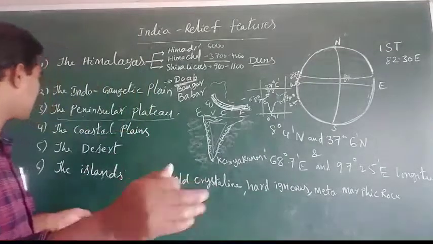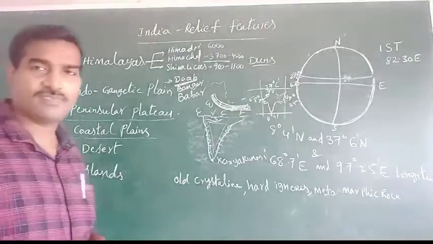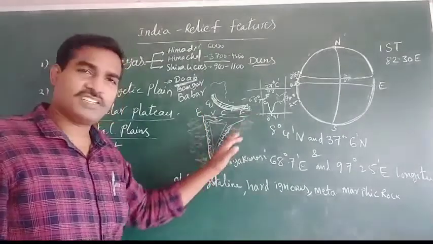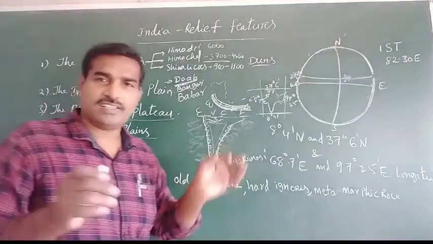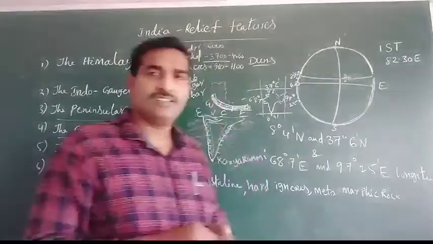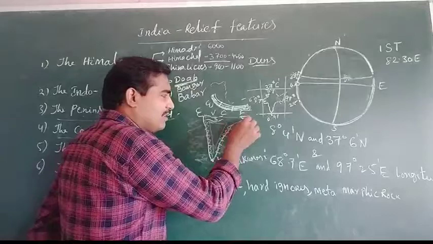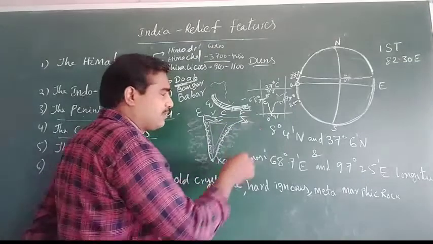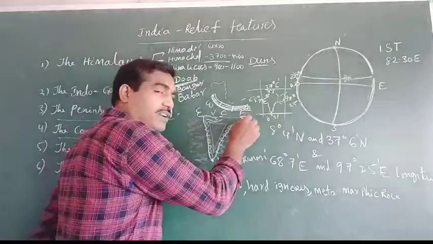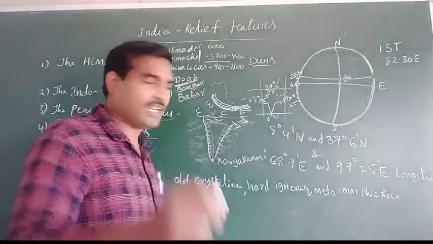Next, we'll go to the next topic, the coastal plains. West coastal plains and east coastal plains are there. There are 9 coastal states. Observe the eastern part: West Bengal, the Bengal coast. These have different names also. In Bengal, the Bengal coast, and Odisha, the Utkal coast.